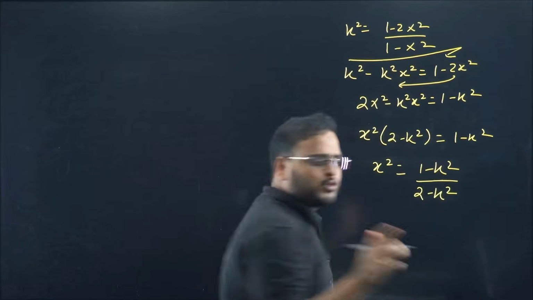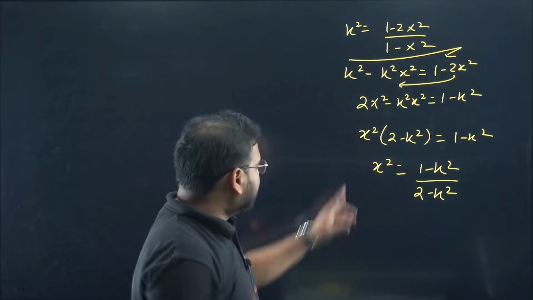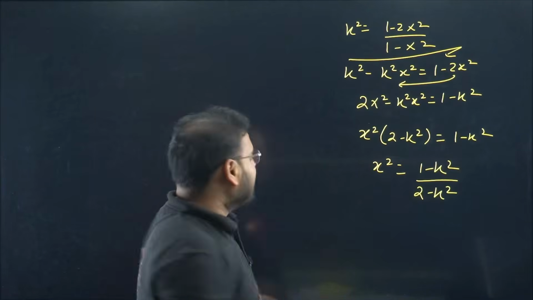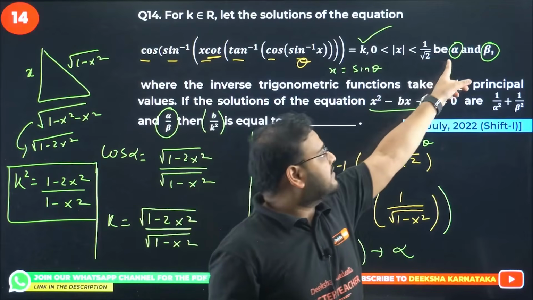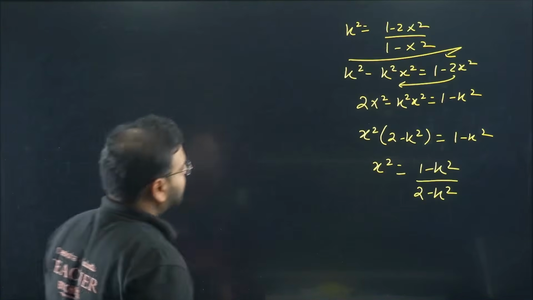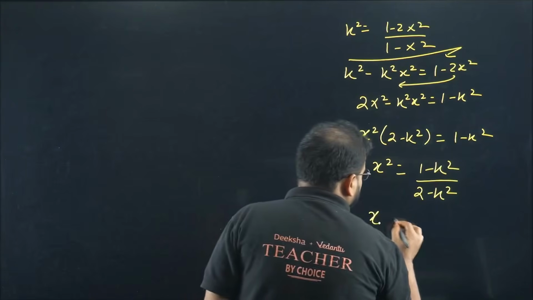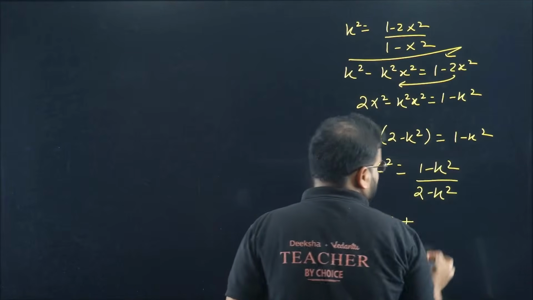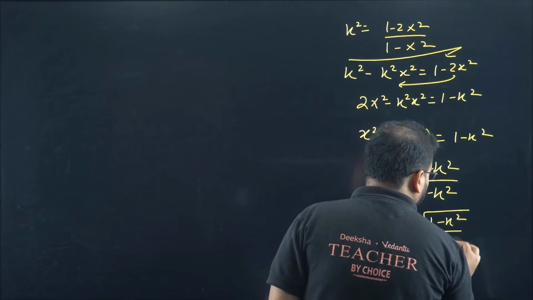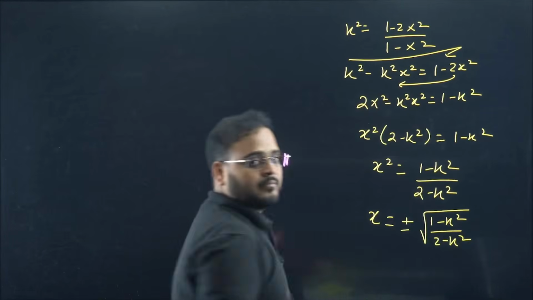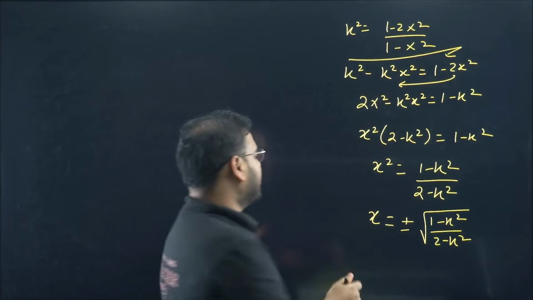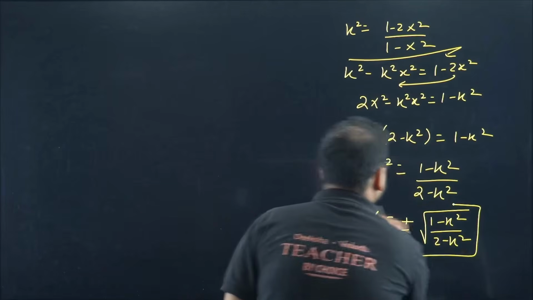Now we are very close to the answer, we're getting the value of x. If you take the root of this, how many answers are you going to get? Two answers. And what they said is one value is alpha, the other value is beta. It means I'm going to get the values of alpha and beta now. So take the root. I get x as plus minus root of 1 minus k square upon 2 minus k square, where the plus value represents alpha and the negative value represents beta. This is done.